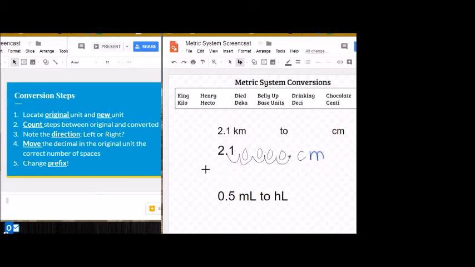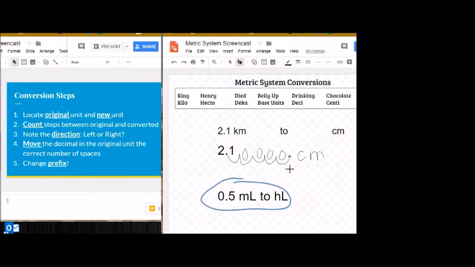For more practice, what I would like you to do is pause this video and try the next problem on your own. Okay? Then continue the video and check your answer. Go ahead and pause the video now.